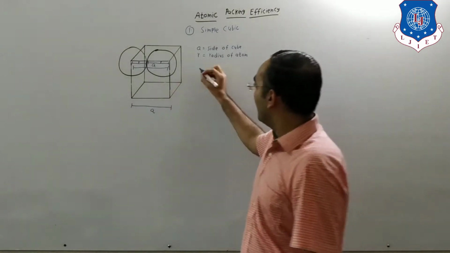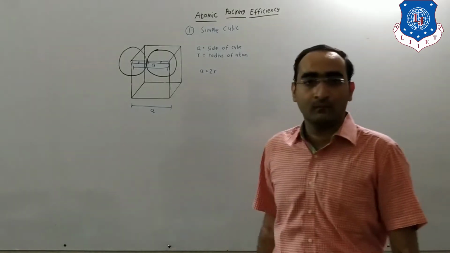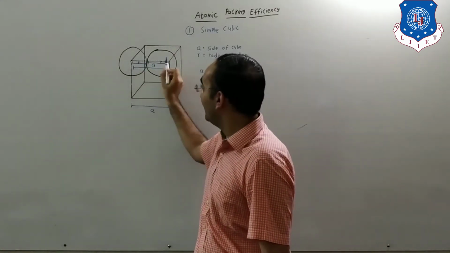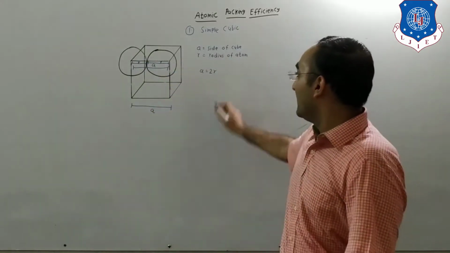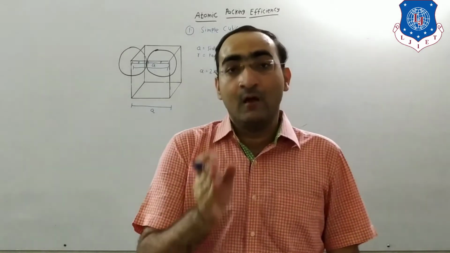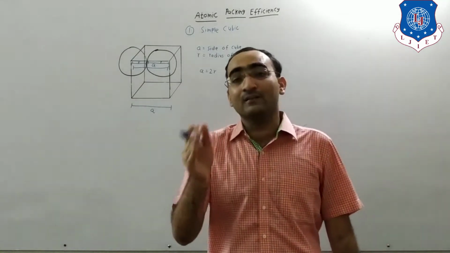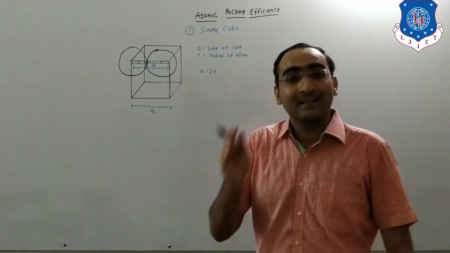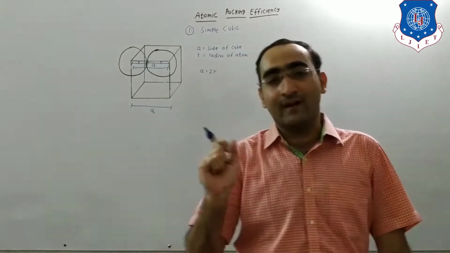Now we can see over here A is equal to 2R, from the radius of this atom plus the radius of this atom. So A is equal to 2R. In each and every case, for simple cubic, BCC and FCC structures, we always first have to find the relation between A and R, the side of the cube and the radius of the atom.